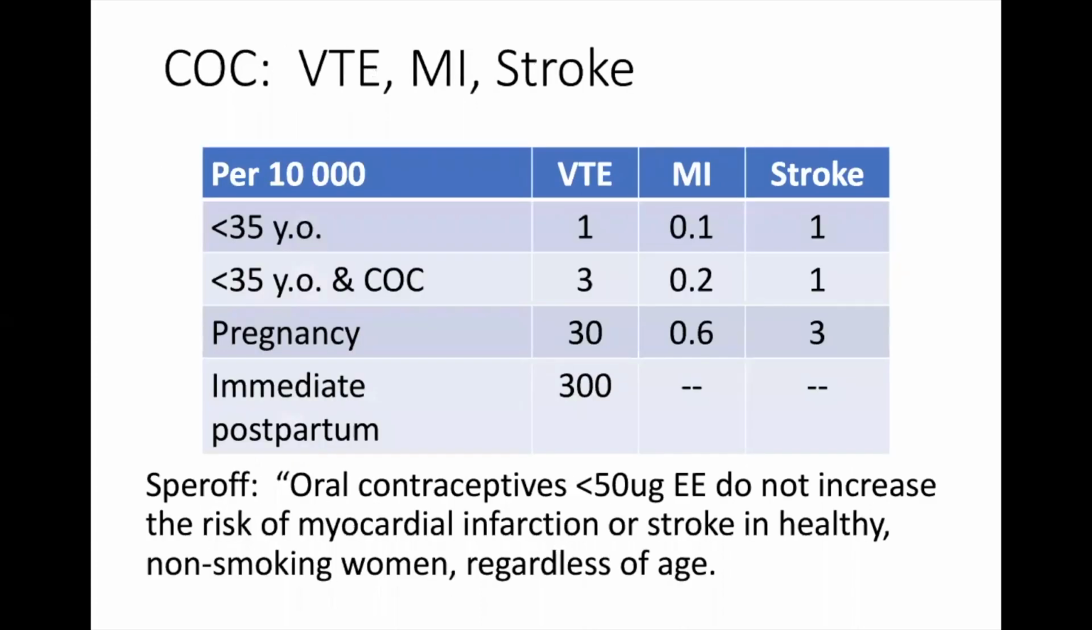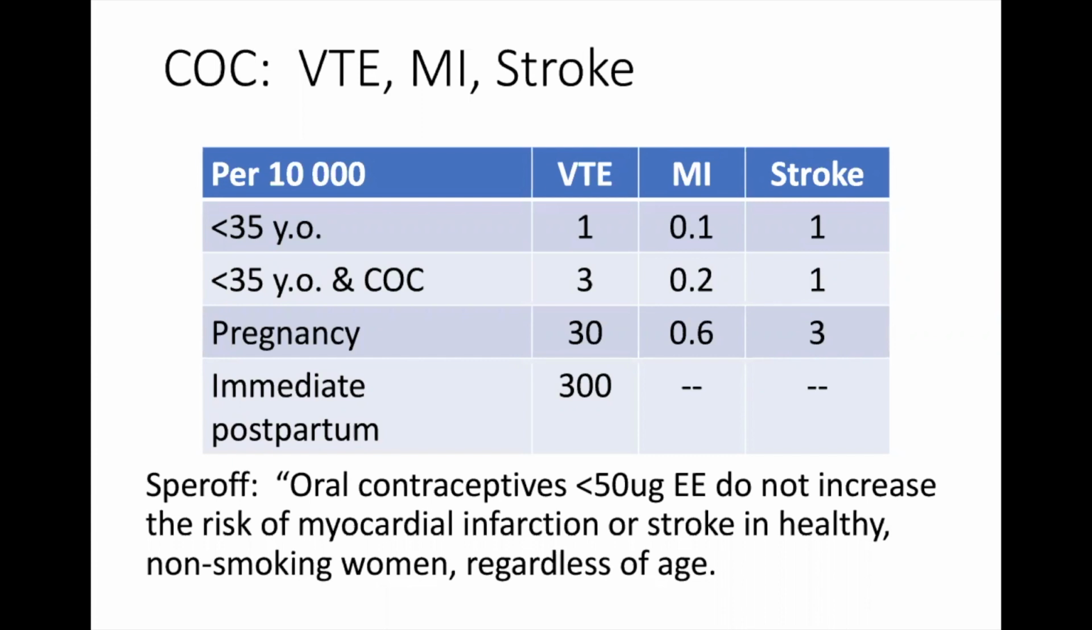So what about VTE and MI and stroke? So with combined contraceptive methods, if you're less than 35 years, your risk of VTE is 1%, okay? Well, MI 0.1, well, stroke 1%. If you're less than 35 and using combined pills, then your risk of VTE is 3%, MI is 0.2%, and the stroke is 1%.